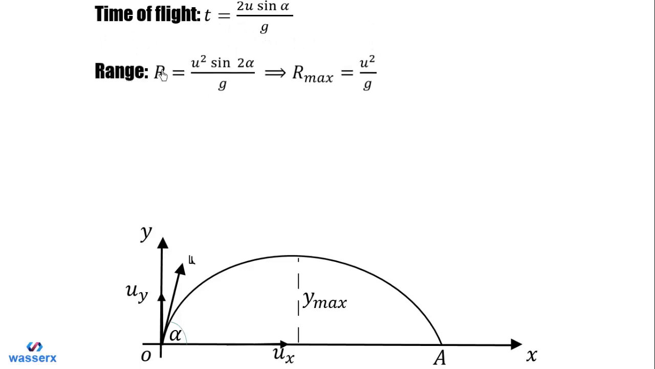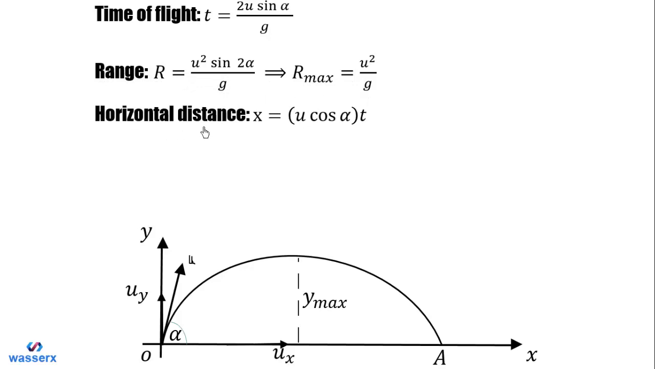Then we also have the range given by u squared sine 2 alpha over g, and we know that this is at maximum since the maximum of the sine function is 1. So when this is equal to 1, then the range will be at maximum, and that will give us R max to be equal to u squared over g.